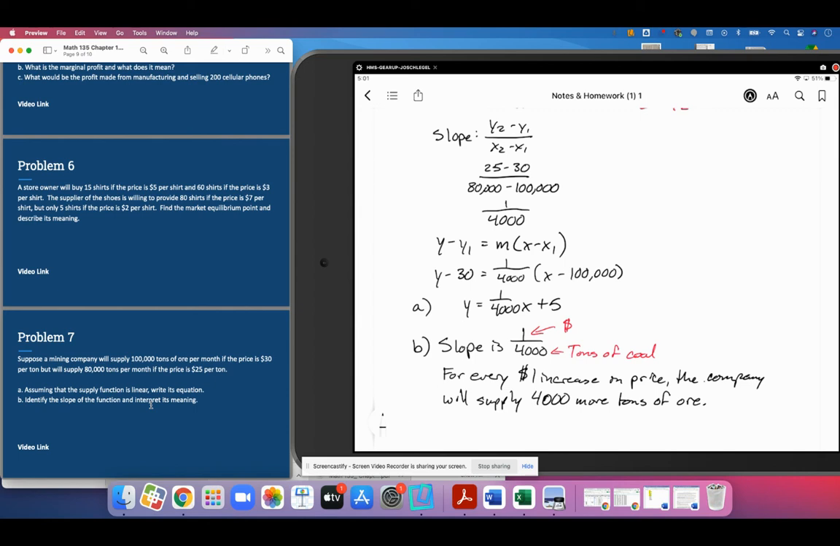And so if we go, for instance, from the 100,000 tons at a price of 30, if the price went up to $31 per ton, the company would produce 104,000 tons of ore. So this follows the price. So as the price goes up by $1, 4,000 tons more will be provided. As the price goes down by $1, 4,000 tons less will be provided. And so that's kind of the wacky of this one.